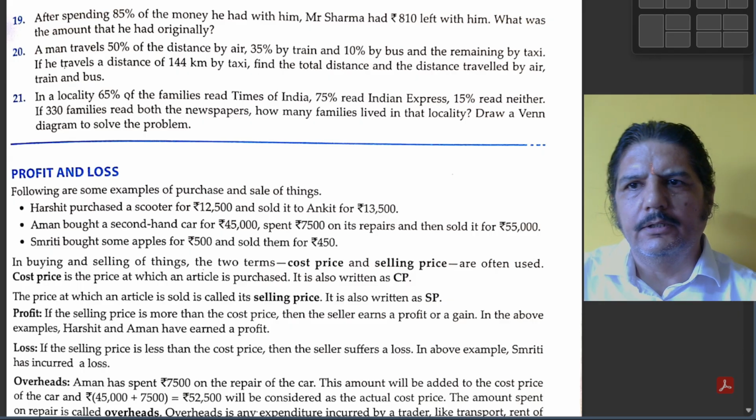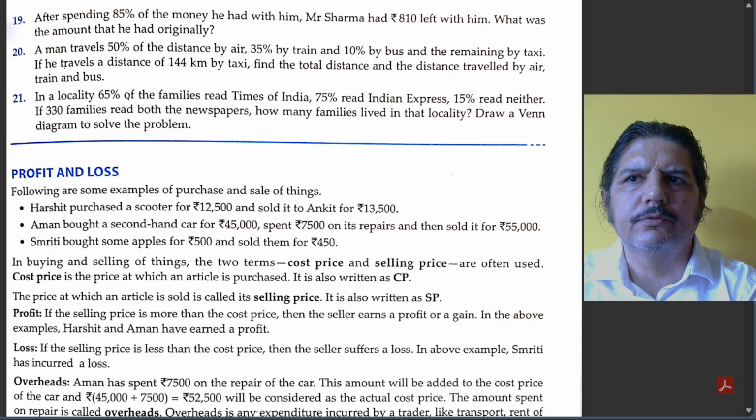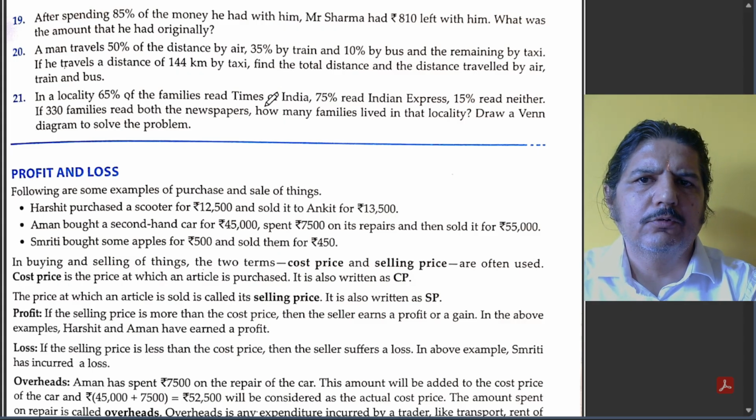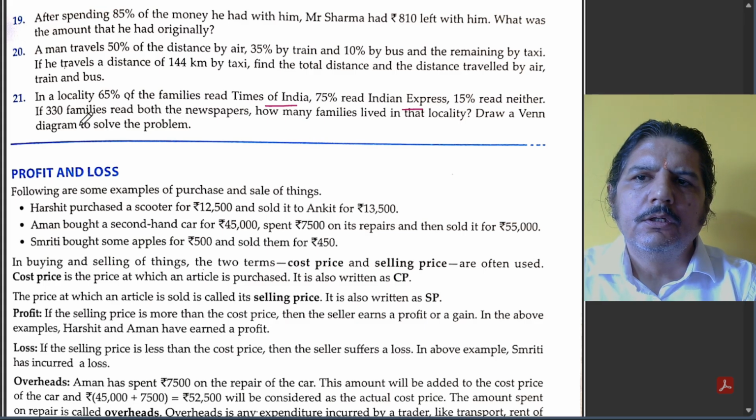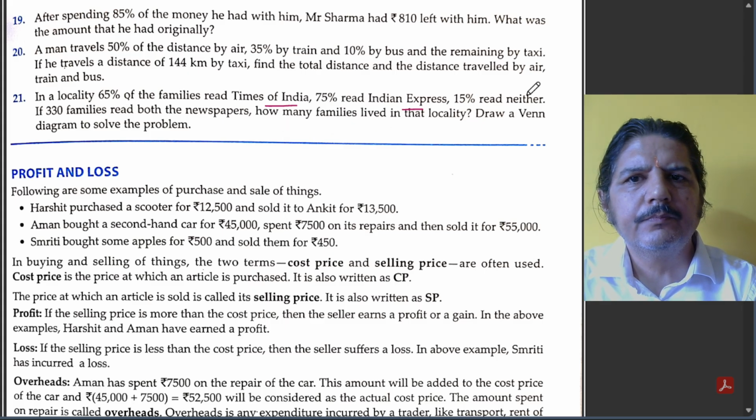So let's look at the next question. In a locality, 65% of the families read Times of India, 75% read Indian Express, 15% read neither. If 330 families read both the newspapers, how many families lived in that locality? Draw a Venn diagram to solve the problem.